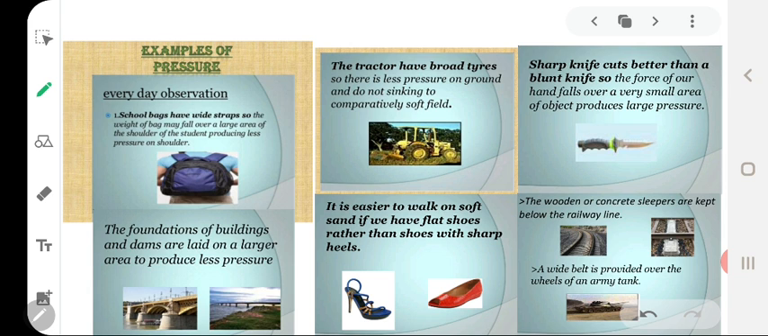A sharp knife cuts better than a blunt knife, so that the force of our hand falls over a very small area of the object and it is easy to cut the object, thereby creating more pressure. Railway tracks. The wooden or concrete sleepers placed below the railway tracks increase the contact area. The thrust exerted by the train has less effect due to the increased area of contact. The reduction in pressure of the train helps in checking the sinking of railway tracks.